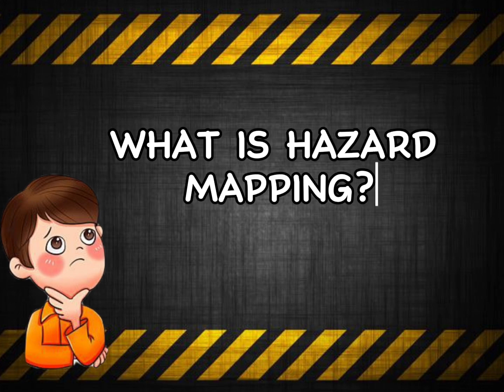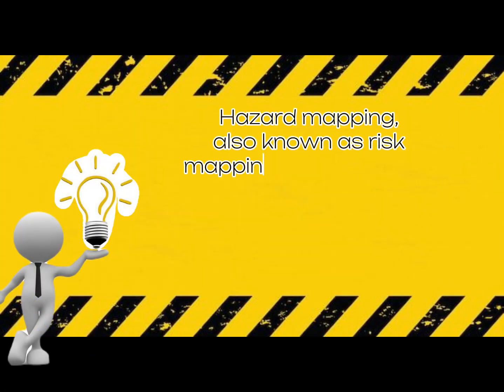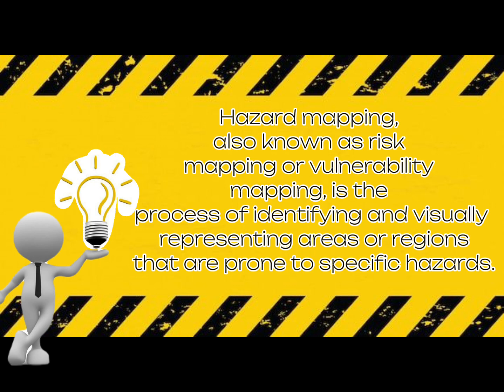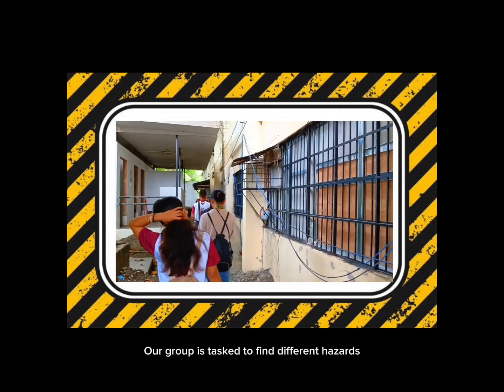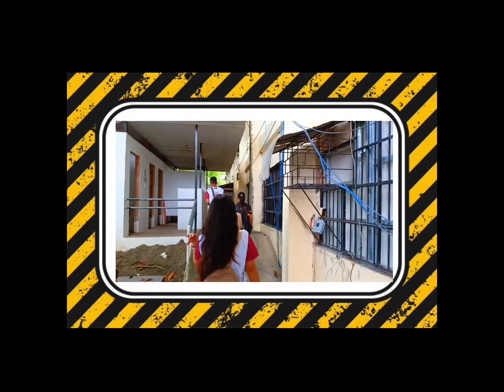What is hazard mapping? Hazard mapping, also known as risk mapping or vulnerability mapping, is a process of identifying and visually representing areas or regions that are prone to specific hazards. Our group is tasked to find different hazards in our school.